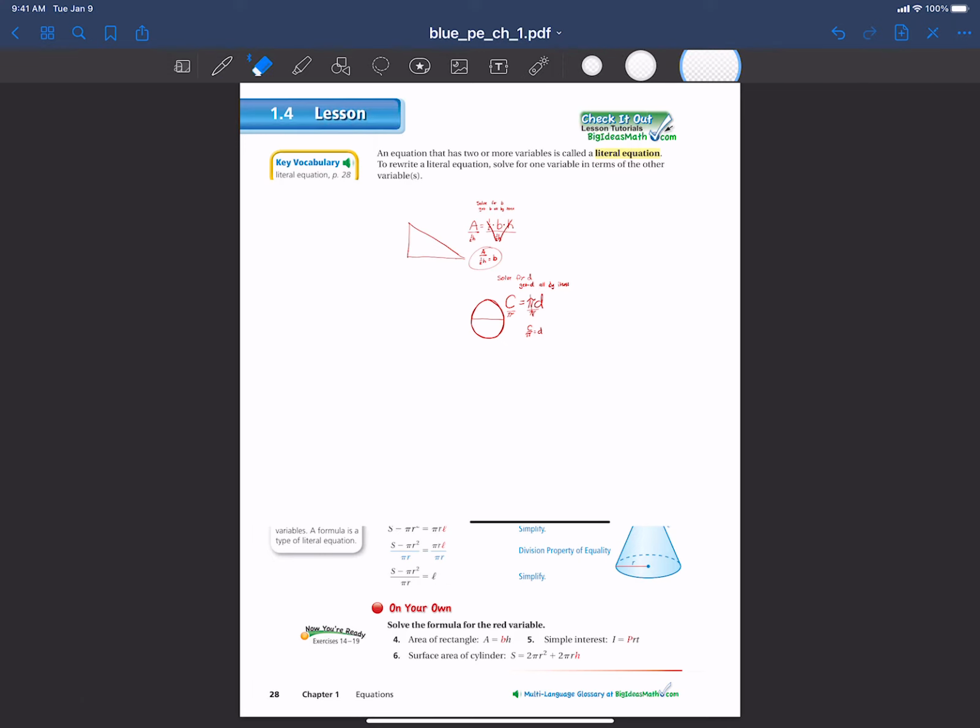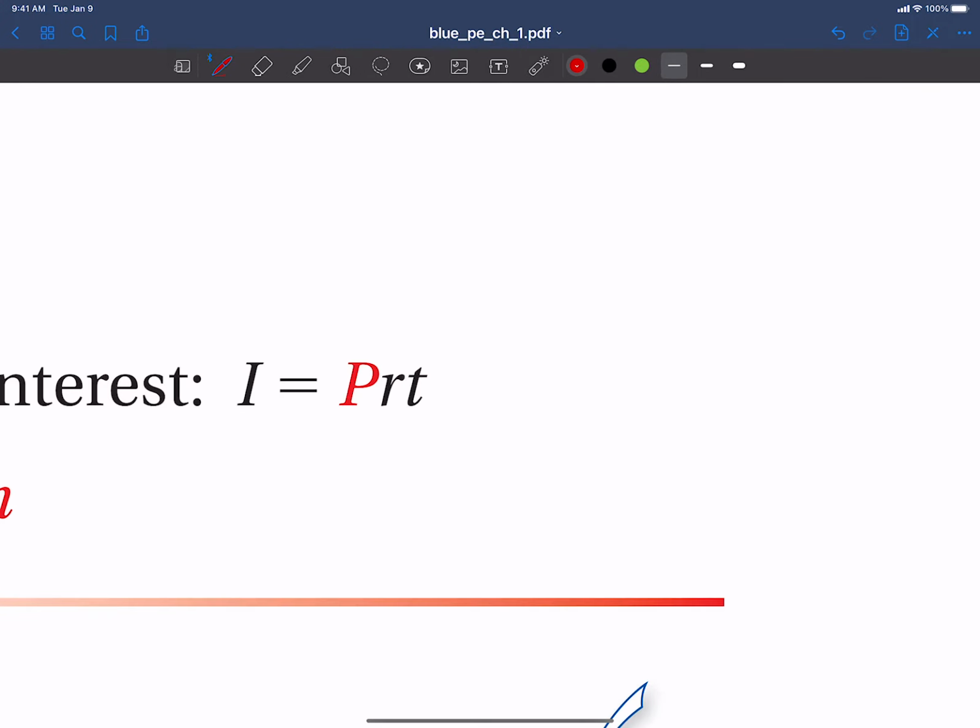Alrighty, let's go ahead and do the simple interest equation. Interest equals P times R times T. If you look right here, they didn't put the dots in between. Instead, they just put the letters all together. Remember, when things are all huddled up next to each other like that, it means multiply.